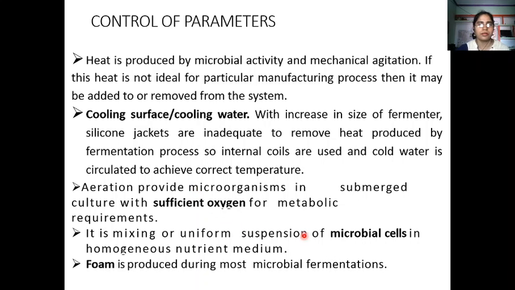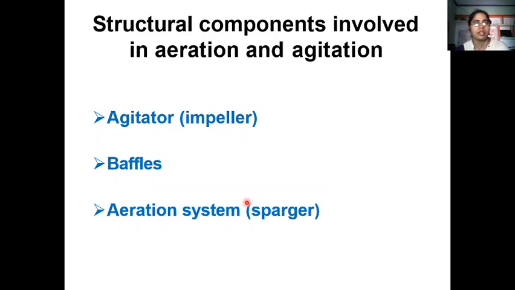Next is the homogenization of the media. Media should be in homogeneous condition so that the microorganism can easily use this medium. Next is the foam controller. Clear? So foam is easily controlled in the bioreactor. It's a very important parameter that should be controlled during the fermentation process. So next, the agitator, that is the impeller that is used for the agitation process. Baffles, aeration system, that is the sparger, and we have already told you in the structure.